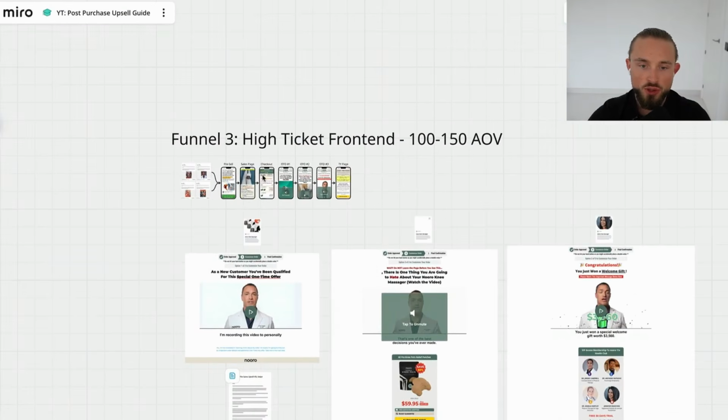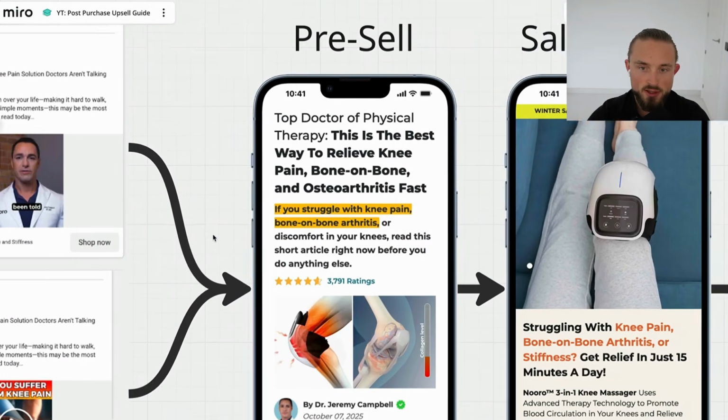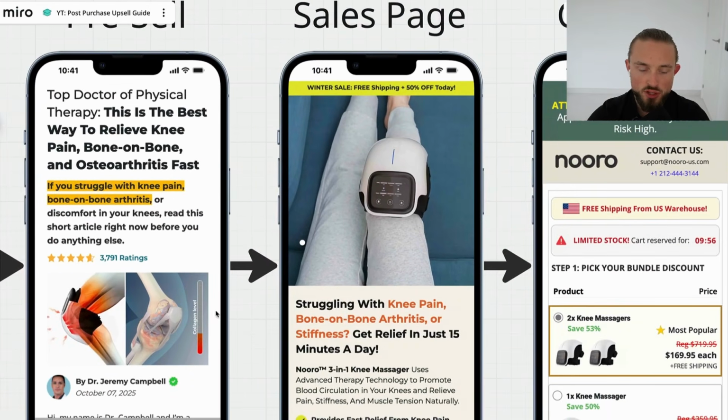Now the third funnel we're going to look at is this high ticket front end, right? So this is the funnel from Nuru. As you can see, they sell these knee massagers on the front end, right?